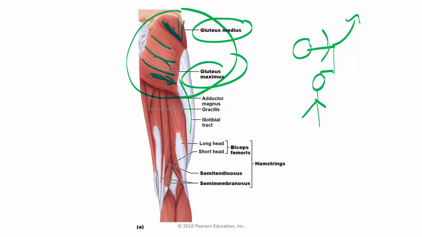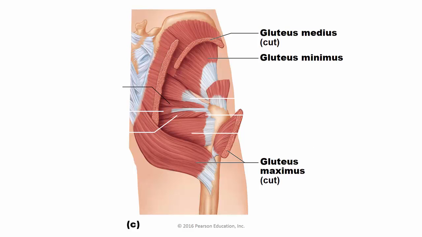Gluteus medius, the origin is the lateral surface of the ilium, and so this is going to be right here. So it's got this fan-shaped muscle, and it inserts on the femur, and so its action is to abduct and elevate the leg laterally. So if you're standing like this, it causes your leg to go out to the side. So if you were laying on your side doing leg raises, that's the muscle that you would use.